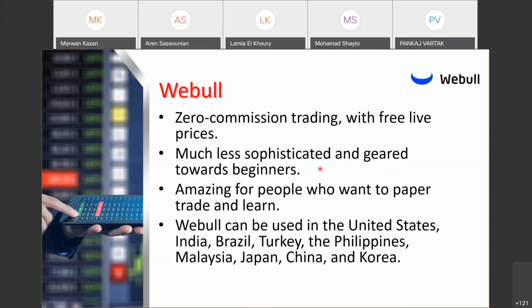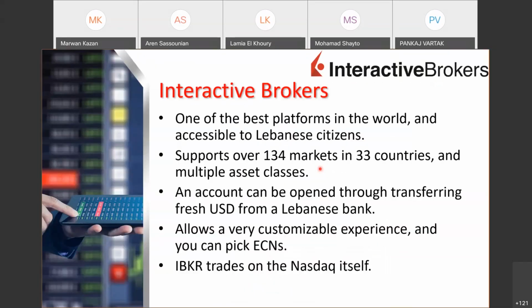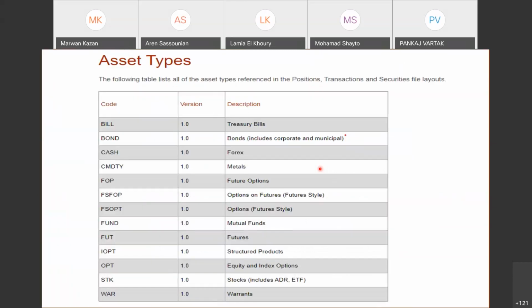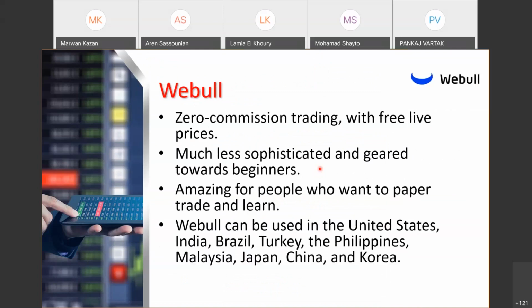Now, for anyone who wants to trade without actually putting in real money, I'd recommend Webull. It's a zero commission trading platform and it has free live prices. A lot of these brokers show you prices that are sort of lagging, so it's not the exact market price at the exact second, whereas Webull has a better price showing method. Sometimes you have to pay money for that, but Webull's free.